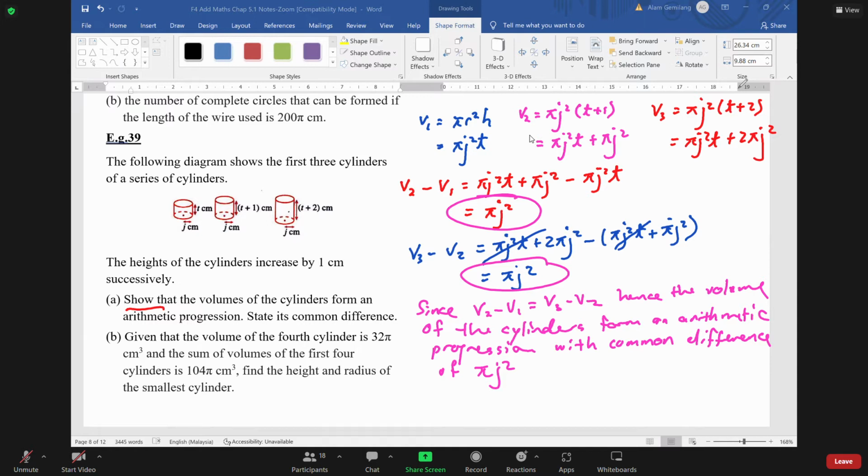And then after that, part b: given the volume of the fourth cylinder is 32 pi cm cubed, and the sum of the volumes of the first four cylinders is 104 pi cm cubed, find the height and the radius of the smallest cylinder.